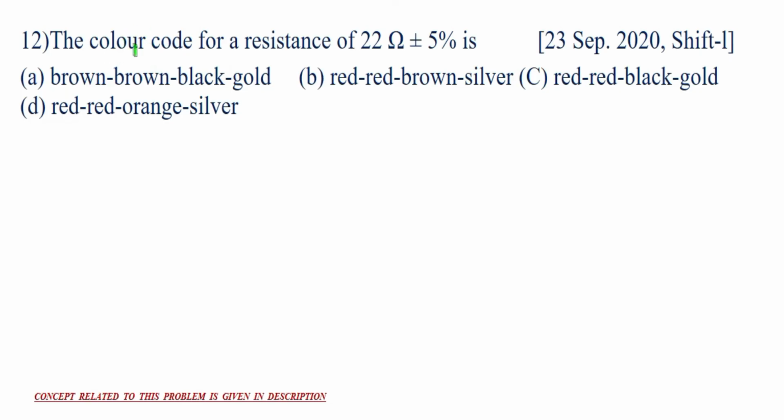Our next sum is: the color code for a resistance of 22 ohm plus or minus 5%. Now you have to say the color code of this resistor. Let me arrange this. What did he give? He gave the value of resistance as 22 ohm plus or minus 5%. I'll modify it like this: 22 into 10 power 0 plus or minus 5%. Now if you see, this is my first digit, this is my second digit, this is my multiplier and this is my tolerance.